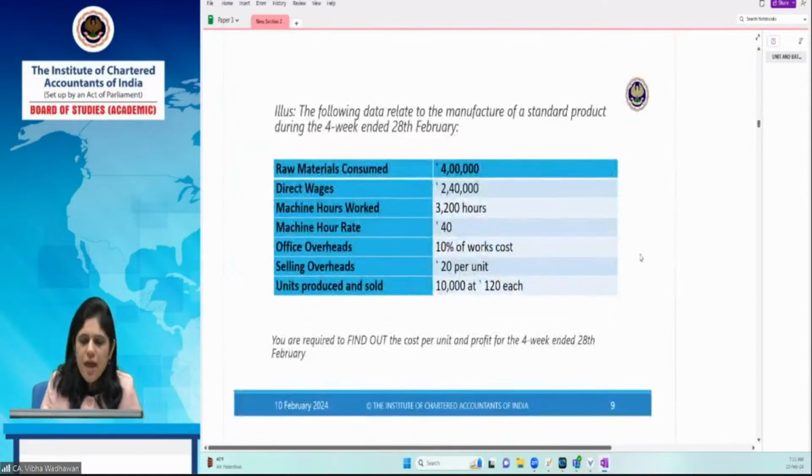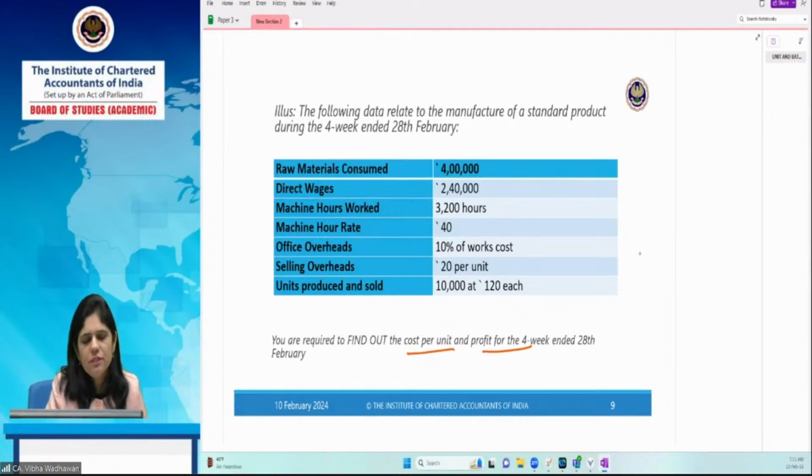Okay, so we have an illustration. Quickly we can do it. We have to find out cost per unit and profit. Cost per unit is total cost divided by total units. Just take a note of this question, students. Material consumed is the actual material used for production, so this is exactly the cost of material in the cost per unit. Material consumed is 4 lakh, direct wages is 2,40,000. Machine hours worked, 3,200 hours, and machine hour rate is 40.